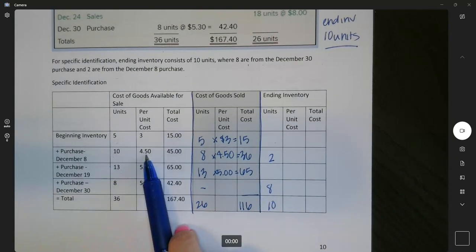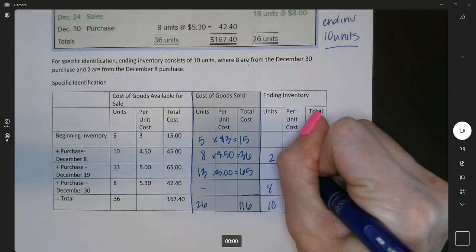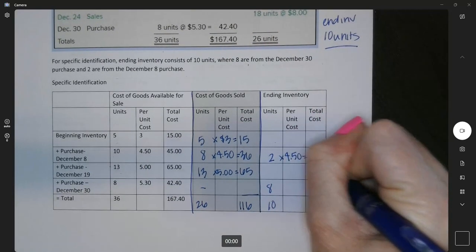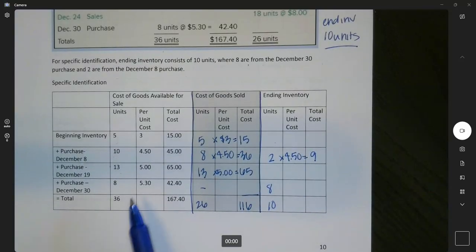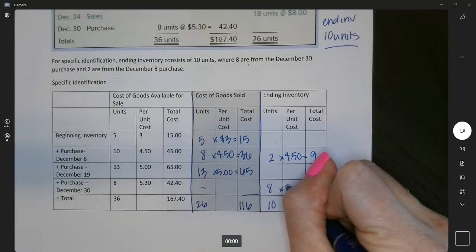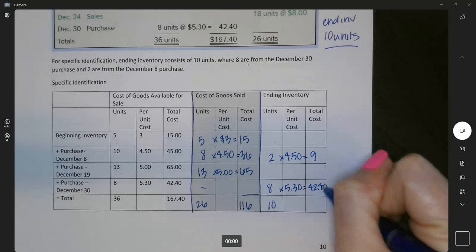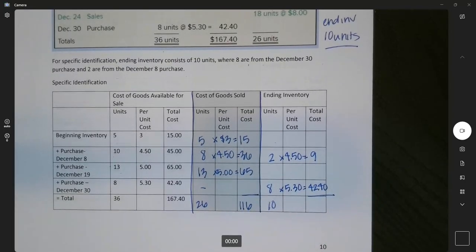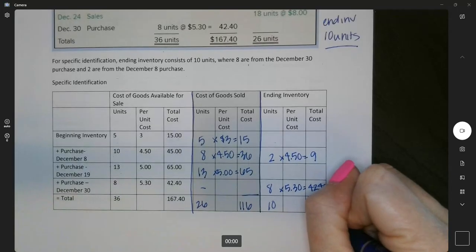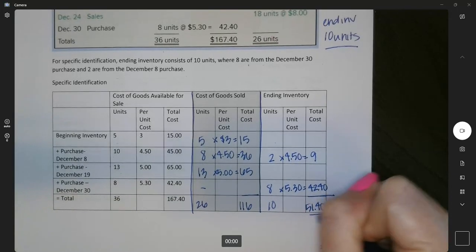And then we're going to do the same thing for ending inventory. 2 units that were acquired at $4.50 a piece is going to be $9. 8 units acquired at $5.30 a piece is going to be $42.40. We add down this column, we'll get our total cost of ending inventory, which is $51.40.